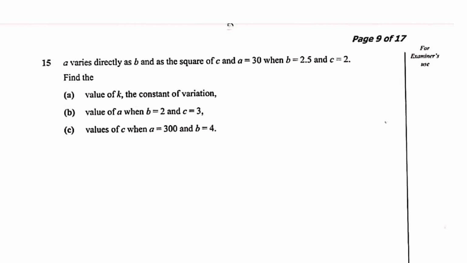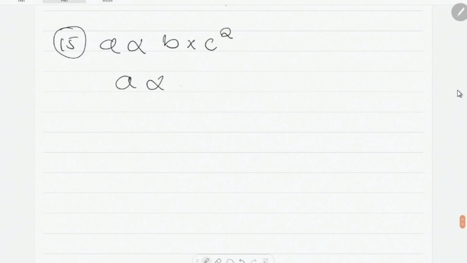All right, so variation. The first thing that we are going to do is to change this statement we are given, or transform it into a mathematical statement. So for question number 15, we are told that A varies directly as B and the square of C.